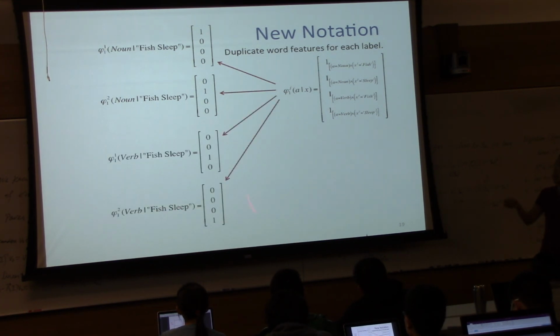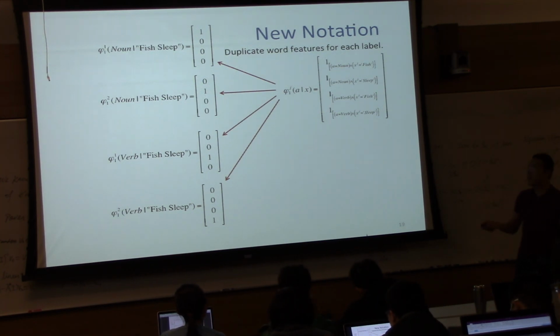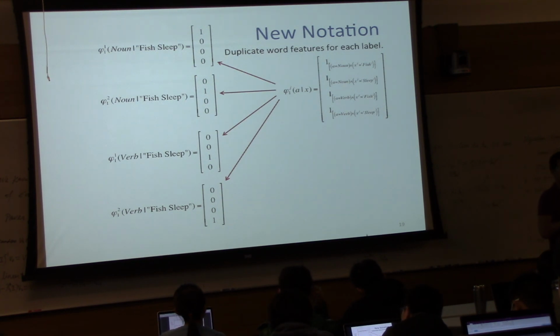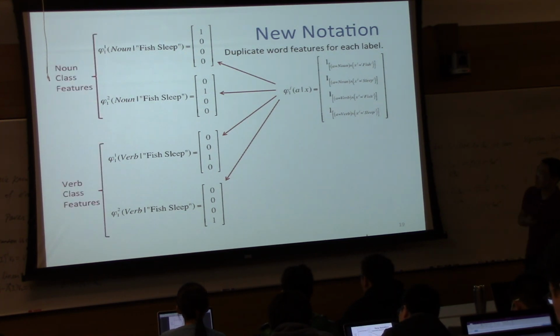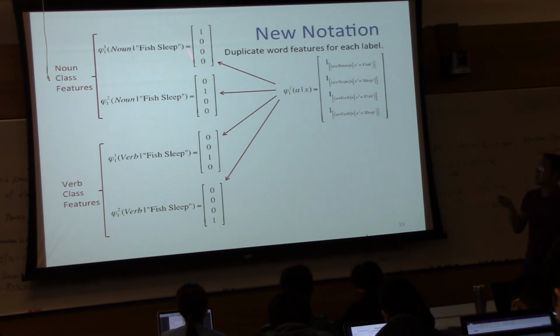And then you can enumerate all possibilities. If you think of our parameter matrix and we somehow flatten it, this is just an indexing into one of the entries in a flat parameter matrix. That's one way to think about it. So the top two just correspond to noun class features, and the bottom two correspond to verb class features in this simple example.